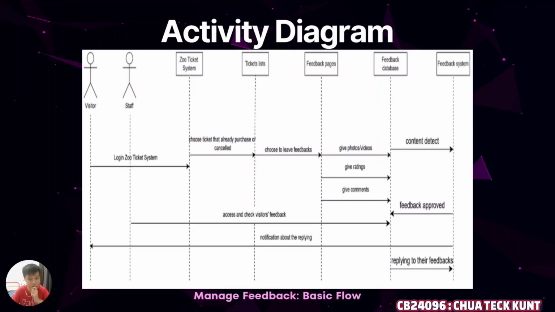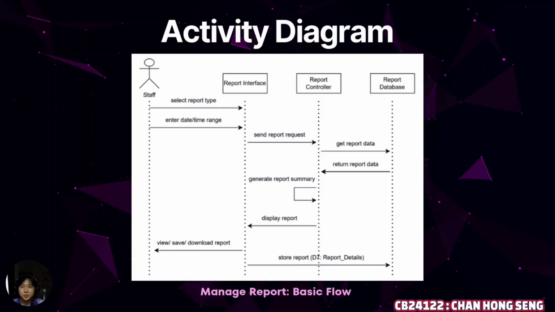In the alternative flow, visitors can choose to provide feedback anonymously. Anonymous submissions are clearly marked when viewed by staff. After submitting feedback, visitors have a 24 hour window to edit or modify their comments if needed. In the exception flow, the system automatically detects and blocks any feedback containing inappropriate content like offensive language, harassment, or explicit materials.